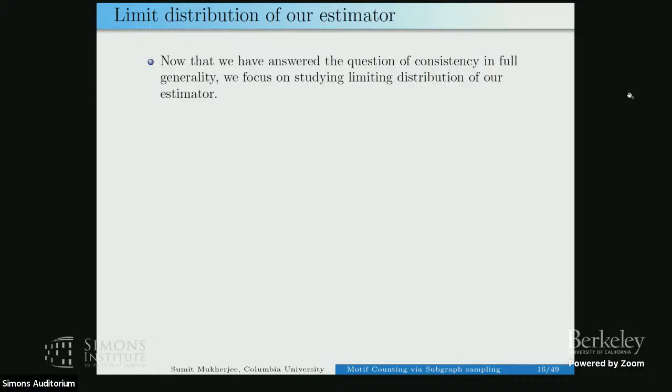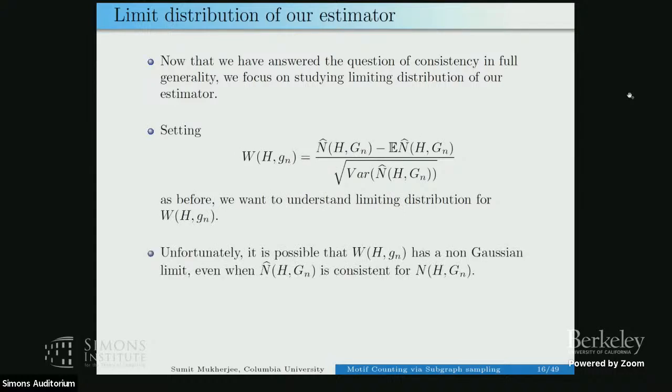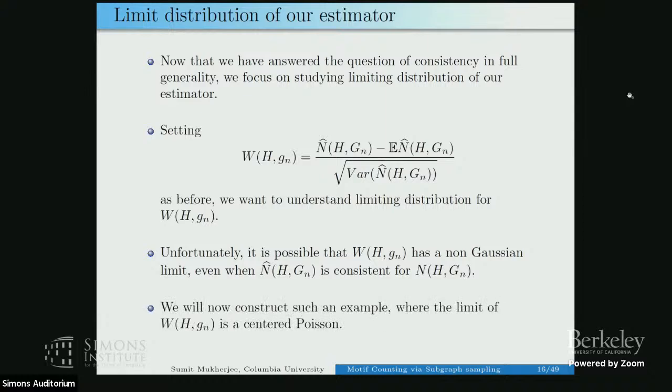So okay, asymptotic distributions. We center and scale. We want to know the limit of this. And as I tried to indicate, this may not have a Gaussian limit, even though your estimator is consistent. Let's try to go briefly over the example.